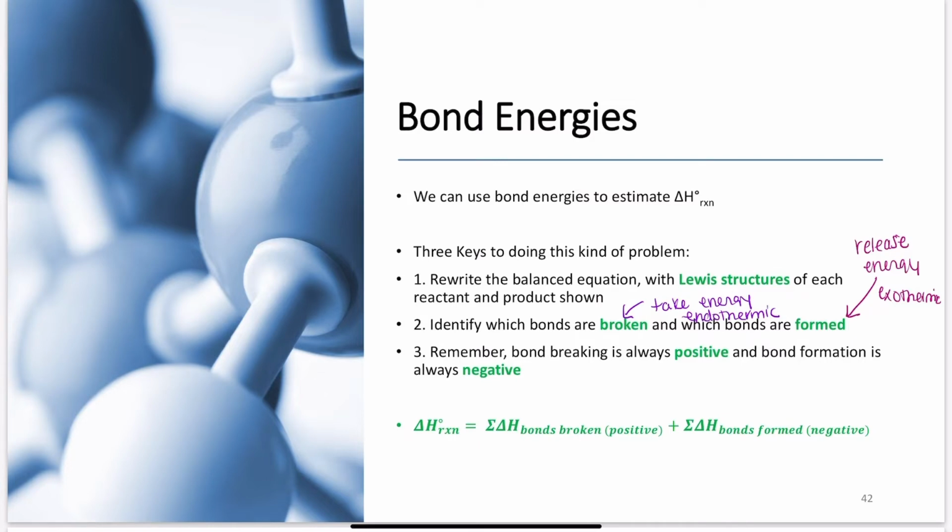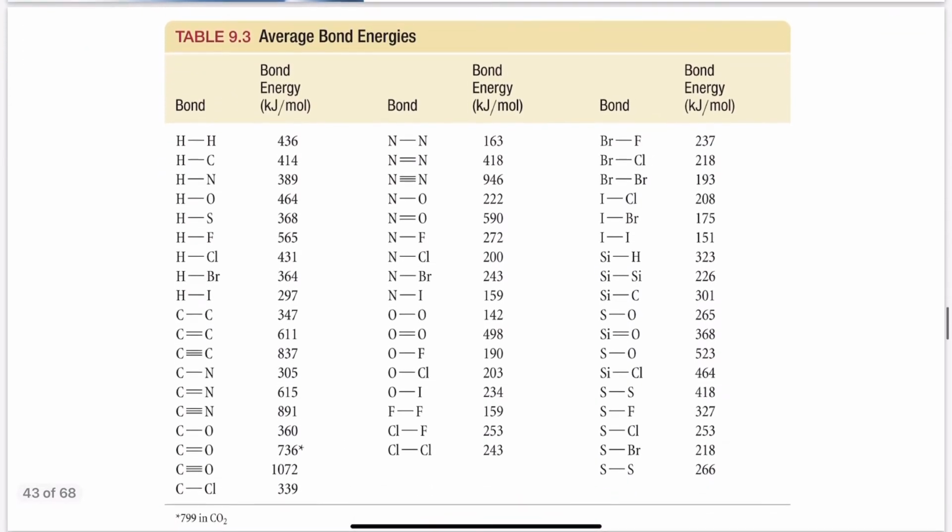So let's do some examples. First, here's what the bond energies look like. You would be provided with these numbers if you had to do these examples. You cannot do it without the values. You wouldn't know these values. But note what it's showing here. It's showing you the actual bonds. So for a hydrogen-hydrogen single bond, it's 436 kilojoules per mole. What that means is to break one mole of hydrogen-hydrogen bonds will take 436 kilojoules.